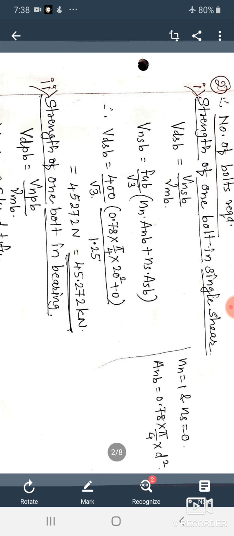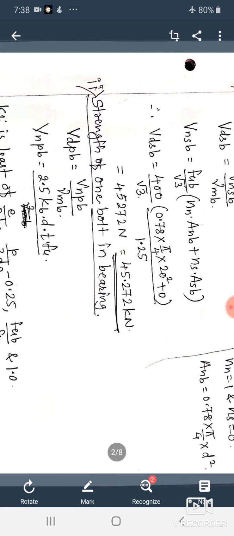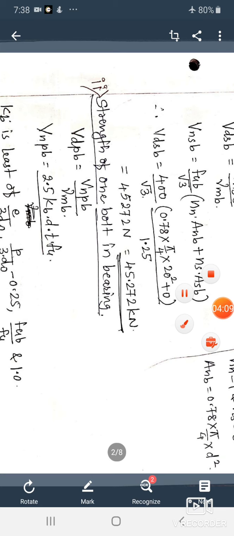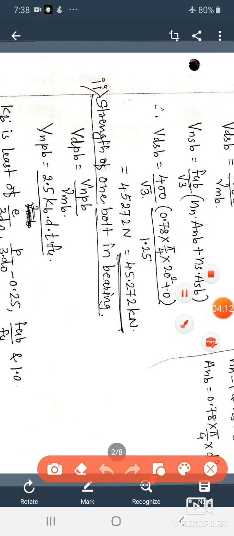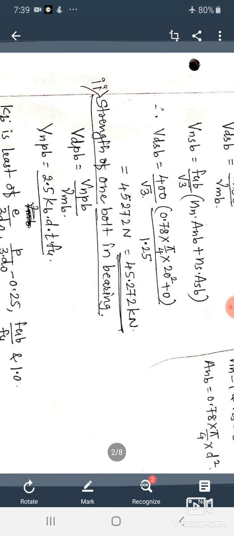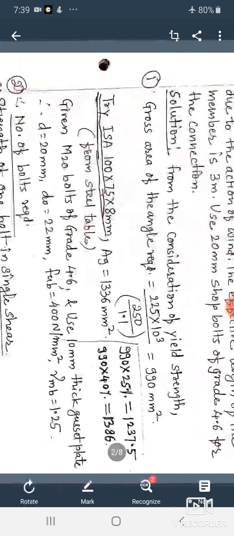Then also calculate the strength of bolt in bearing by using the formula Vdpb is equals to Vnpb upon gamma mb, and Vnpb is equals to 2.5 kb into d into t into fu. As we know, kb is the least of e upon 3 d0, p upon 3 d0 minus 0.25, fub upon fu and 1. Whichever is the least gives you the kb value.